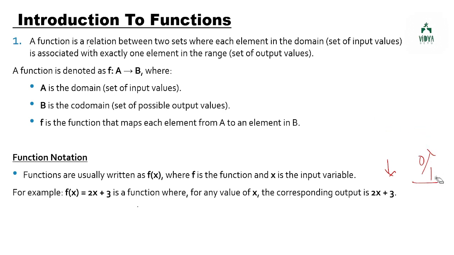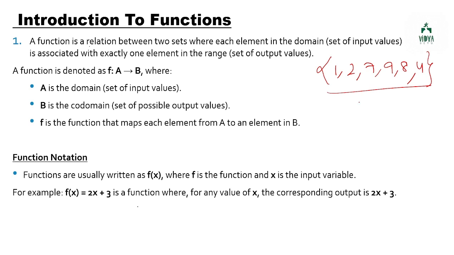A function is a relationship between two sets where each element in the domain is associated with exactly one element in the range. What is a set? What is domain? What is range? I'll explain in simple words. For example, if we have 1, 2, 7, 9, 8, 4, this is simply a set. We can call this the domain also, because I can put all these values into this tub. This is the domain. I get only 9 and 8 coming out like this, so this is the range.